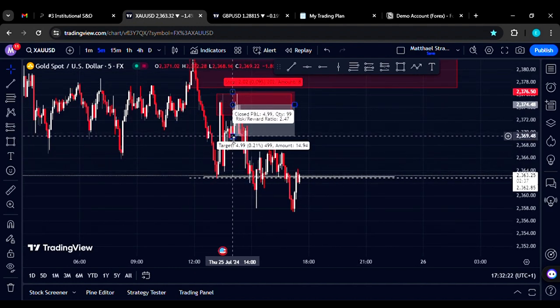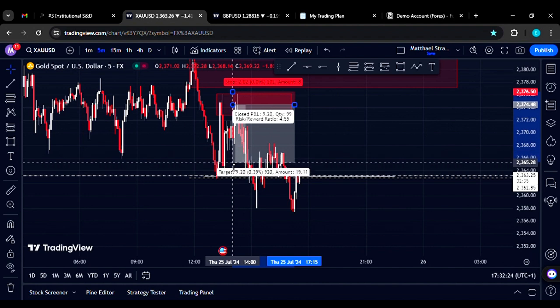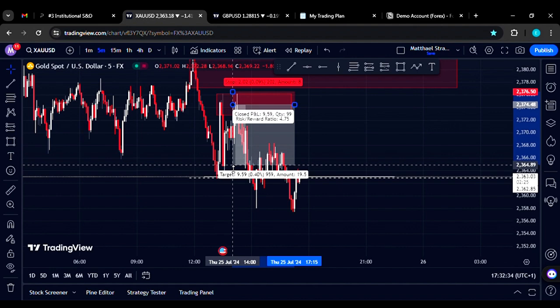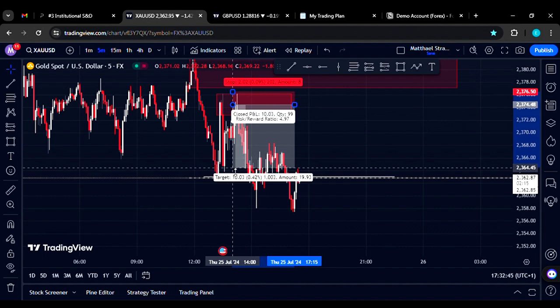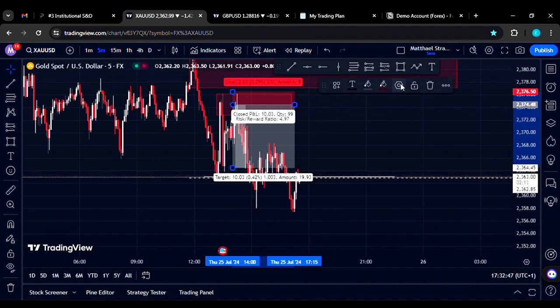According to my trading plan, my take profit is usually close to the previous swing point. Currently, since we're on a downtrend, it's on this previous swing low that I will put my take profit, which is more likely going to be like 10.